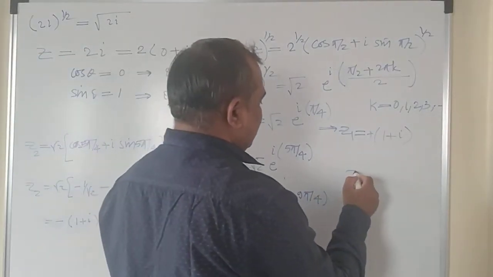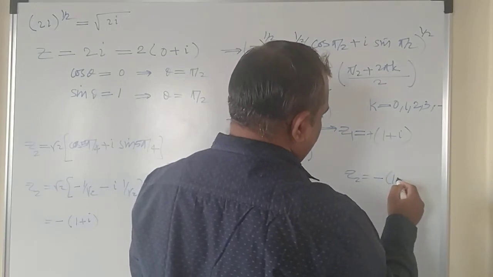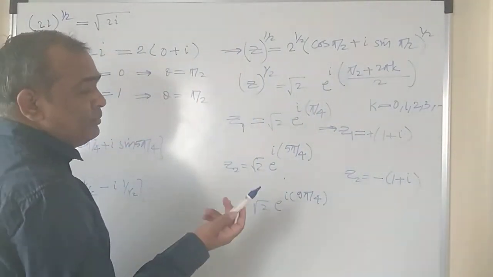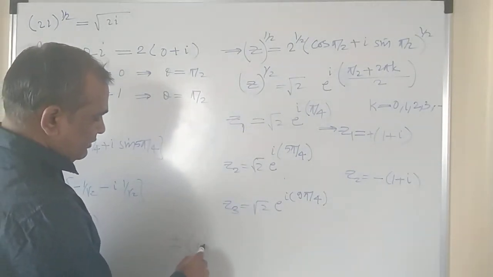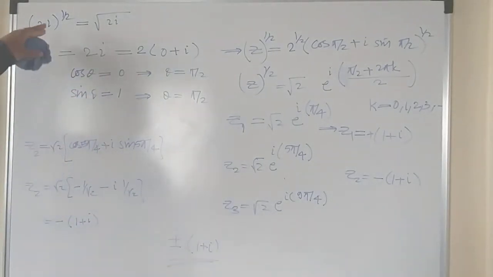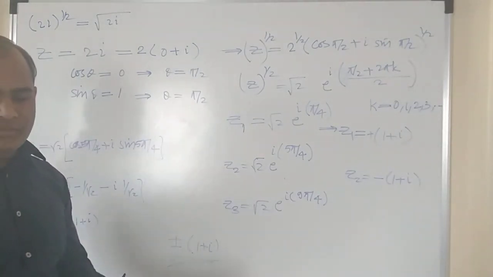Right? I need not go for the next one, you can do it. So minus times 1 plus I. So in simple language, I can say if you are asked to calculate only two roots, then your two roots are plus or minus 1 plus I. So this is the solution, or the square root of 2I is equal to plus minus 1 plus I. Got it? Hope you understood this problem also.